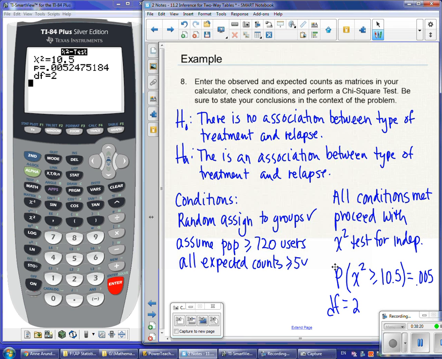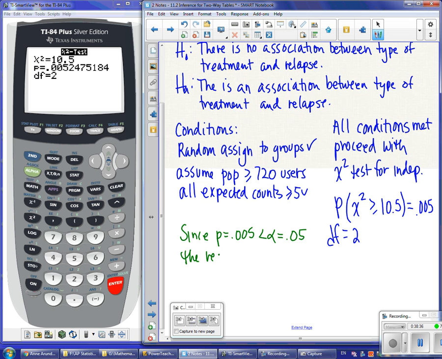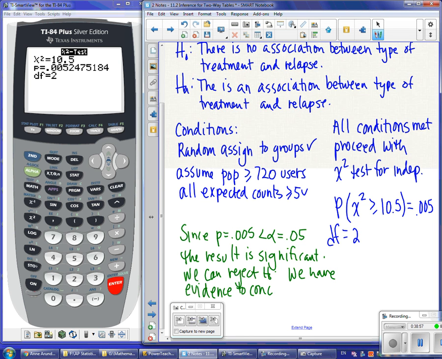And so the last thing to do would be to draw conclusions about my test. We can see very clearly that this result is significant. Since my p-value of 0.005 is less than alpha, the result is significant. We can reject the null hypothesis. We have evidence, and remember to go back to your alternative hypothesis. We have evidence to conclude there is an association between type of treatment and relapse.